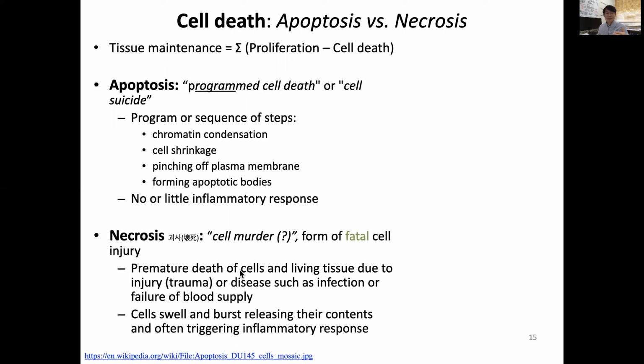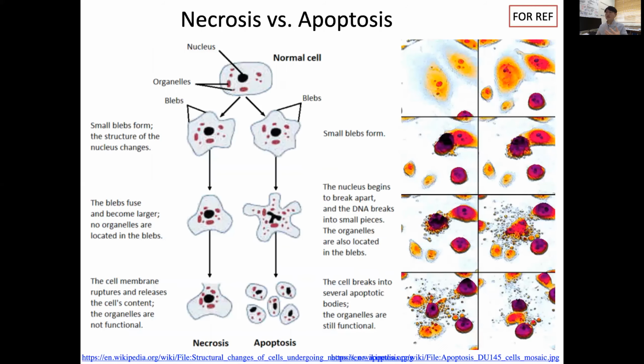So it is premature death of cells in living tissue due to injury or trauma, or disease such as infection or failure of blood supply, such as ischemia. Cells swell and burst, releasing their contents and often triggering an inflammatory response. I brought two images which have more detailed information here. Comparing necrosis and apoptosis, I want you to read through because this is so interesting and important.